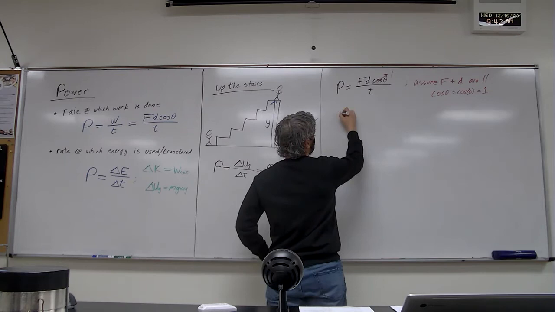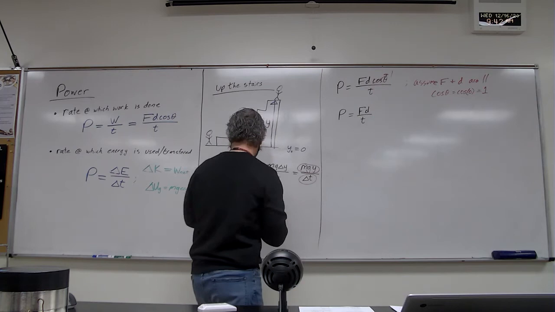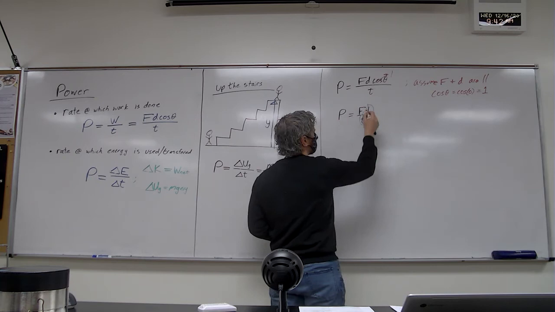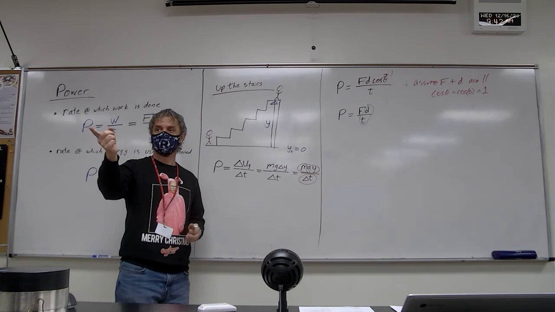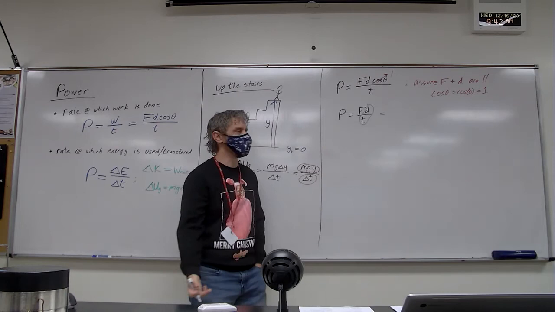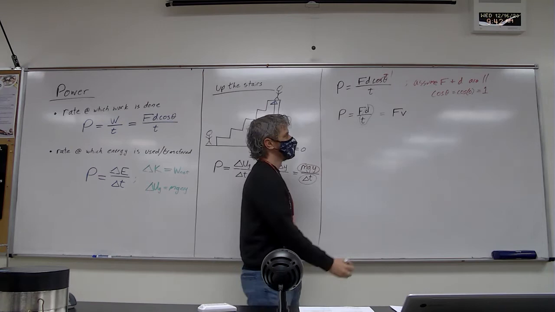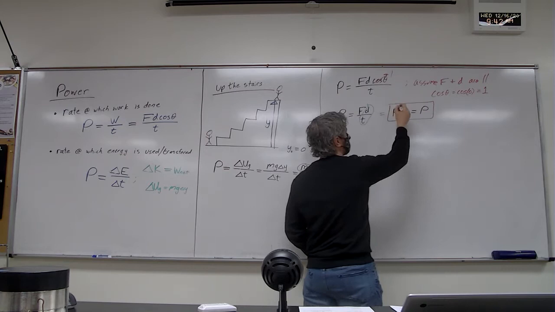So I have power is force times displacement over time. Don't I have a name for displacement over time? Velocity. So if an object is moving in response to a force and you want to know the power output, all you got to do is multiply the force and the velocity. So this is another equation that is not on your formula sheet, but that is sometimes useful. Force times velocity.